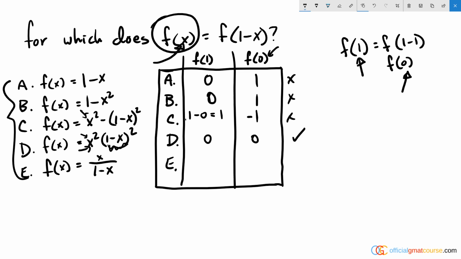And on E, I noticed that the bottom here, if I plug in a 1, is going to be infinite, and it's undefined, basically. And so I get undefined. And if I plug in a 0, I'm going to get 0 over 1, which is 0. And that didn't work. And our answer is answer choice D.